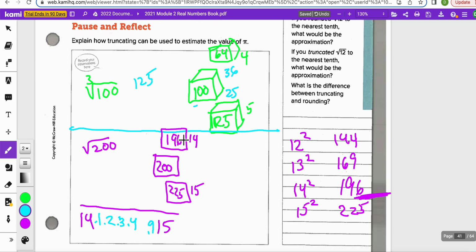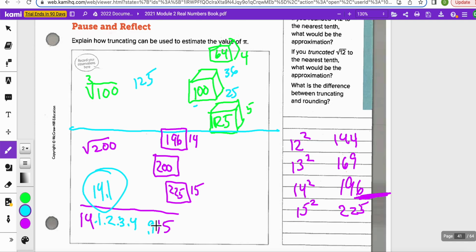Well, is 200 closer to 196 or 225? It is much closer to 14. So that means I need to pick a number over here that's much closer to 14. And it is almost on 196. So I would choose here 14.1. That would be my decimal value. And again, what I would do at this point is grab a calculator just to check my estimation. So take the square root of 200. When you take the square root of 200, you actually end up with 14.1. So that is a good estimation there.